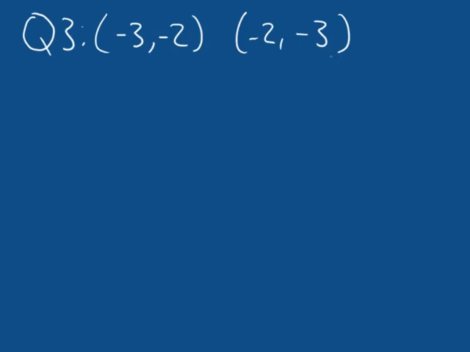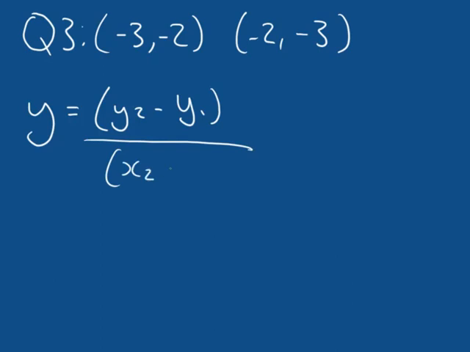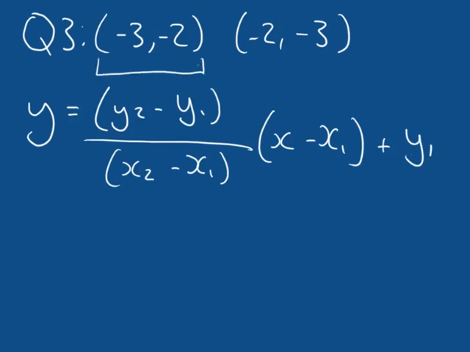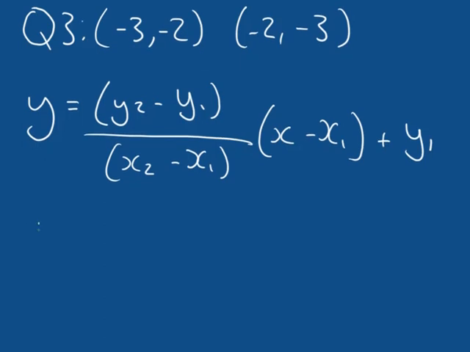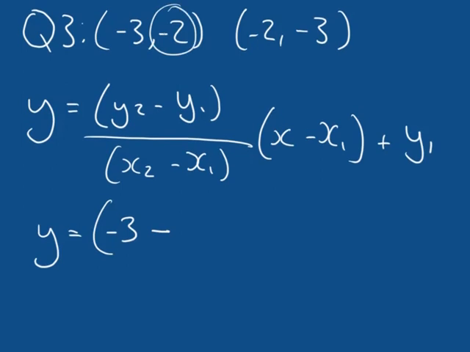Okay, welcome back. So we've seen again many times now that our equation is y is equal to (y2 minus y1) over (x2 minus x1) multiplied by (x minus x1) plus y1. And I'm, again, as an arbitrary decision, going to take the point minus 3, minus 2 as our point x1, y1. So let's plug in those numbers. y is equal to y2 is minus 3, minus y1 is minus 2. So I'm going to write this in like so, and then I'll come back and simplify everything later.